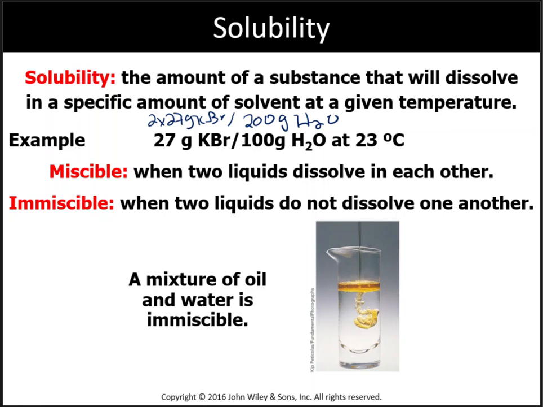So an example you see here on the slide is a mixture of oil and water. So oil is liquid, water is liquid too. Now when you mix these two, oil doesn't dissolve in water. So we say oil and water are immiscible. But for example, if you had water and vinegar, they dissolve in each other. So you say water and vinegar are miscible.